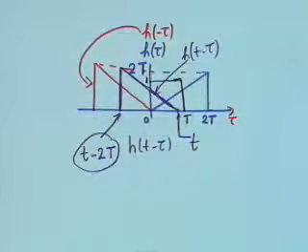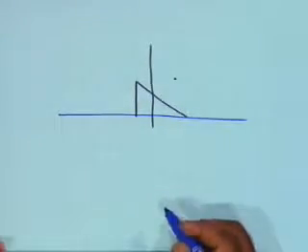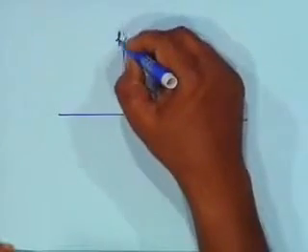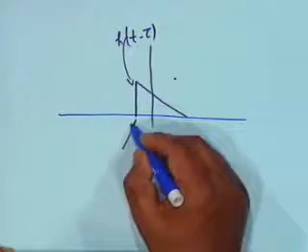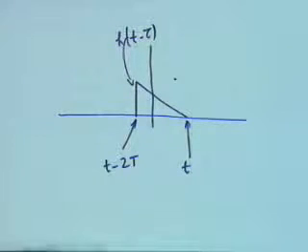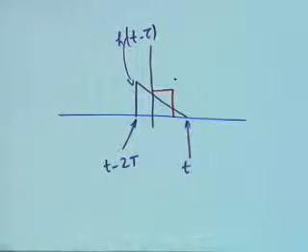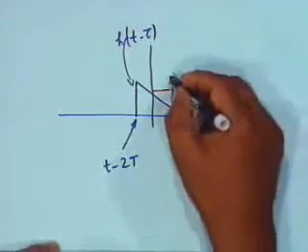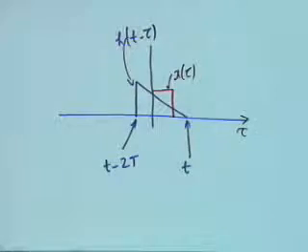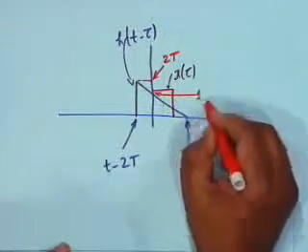The figure has become complicated, so let's take it to the next figure. Let's draw it again. I want to show a typical h of t minus tau. This is h of t minus tau. This is small t minus 2T, and this is small t. And my x of tau versus tau is like this, where this amplitude is 2T and this amplitude is 1.